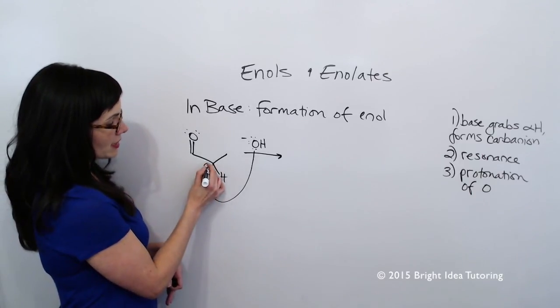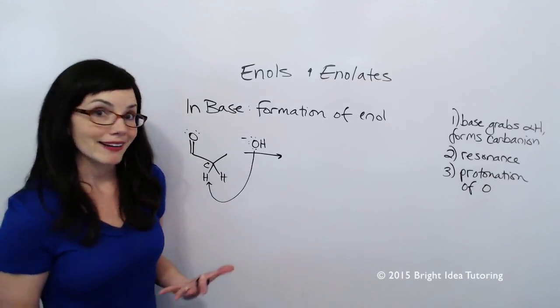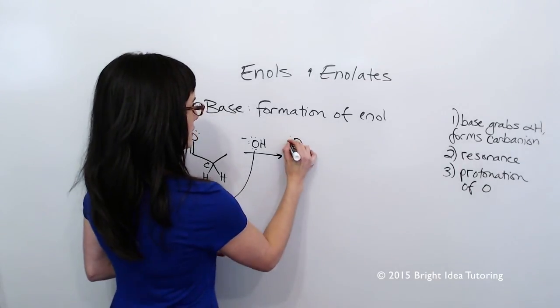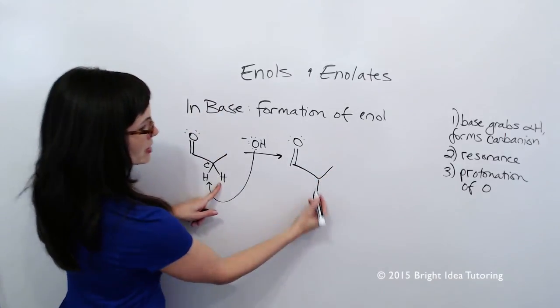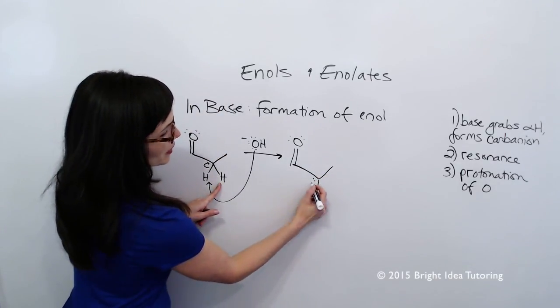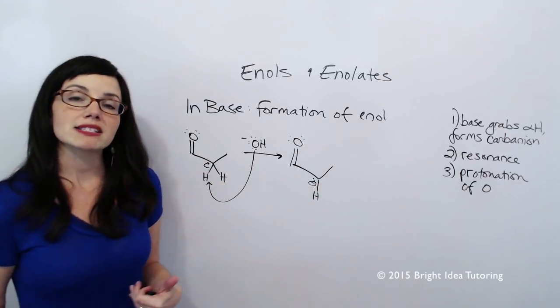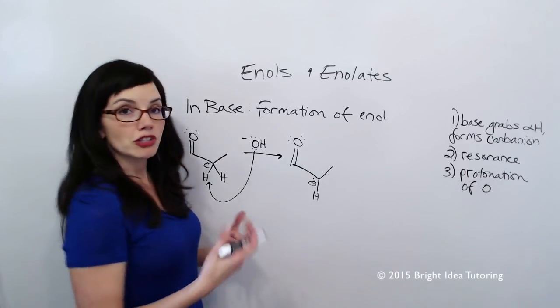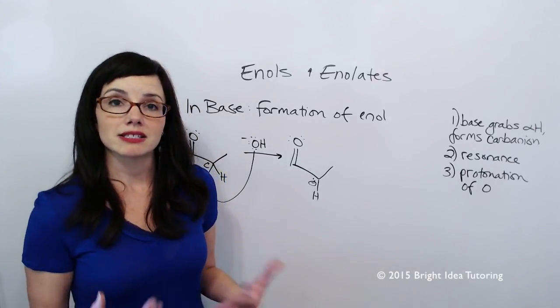So that means these electrons can go right there and sit on carbon. That's going to form a carbanion. So here's our carbonyl. There's still one hydrogen attached. And now we have a carbanion that's going to give us a negative charge. Our next step is resonance. And this is really similar to the resonance that I showed you a few minutes ago to compare resonance to tautomerization.